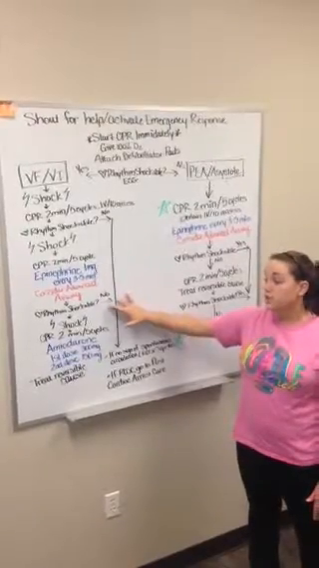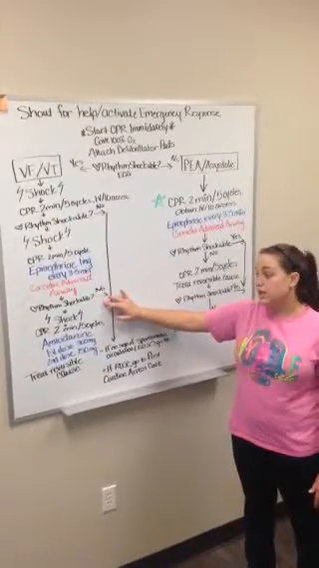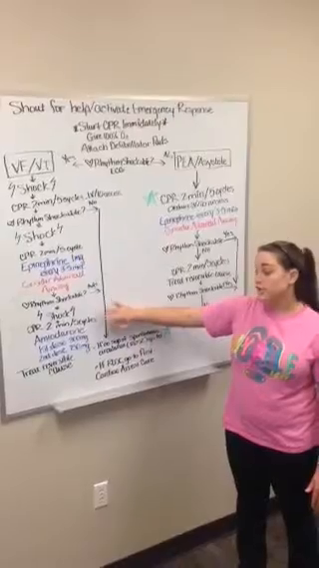You will determine, is the rhythm shockable? If so, shock. You want to increase the shock to 300 joules. As soon as you shock, you want to get back on CPR. Then you will consider delivering amiodarone.